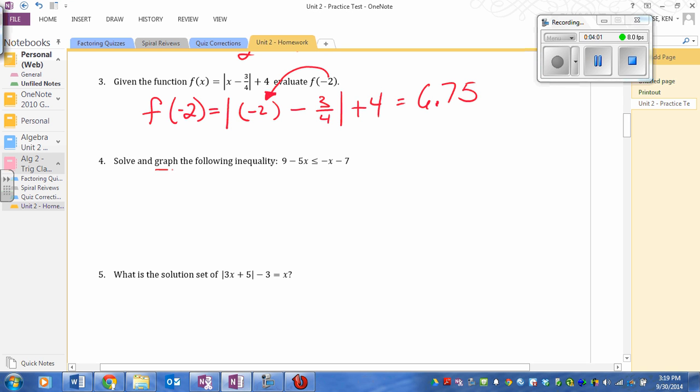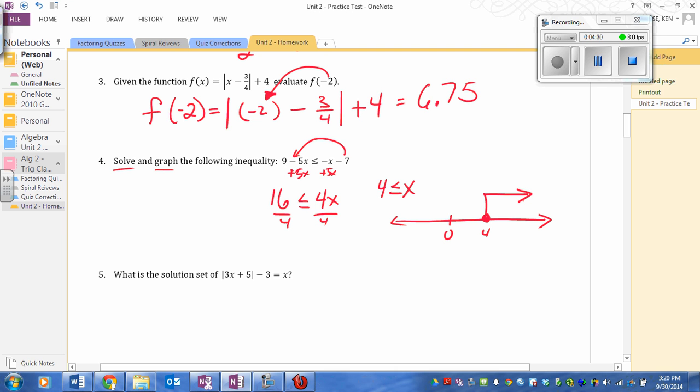Alright, we're going to solve and graph. So I'm going to add this over and add this over. And then I'm going to bring this over here, which makes it positive 7. So it's 16 is less than or equal to 4x, divided by 4, divided by 4. You get 4 is less than or equal to x. Now be careful with the graphing. It's a closed circle at 4, but this is really greater than, so we're going to go to the right. If you test it, put a number like 10 in. Is 4 less than or equal to 10? It certainly is, so there's the right answer.